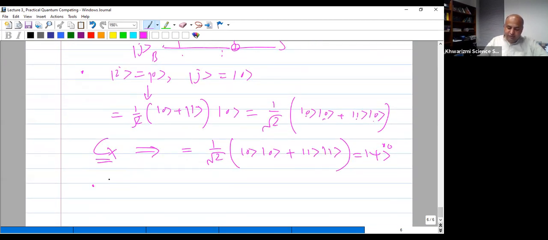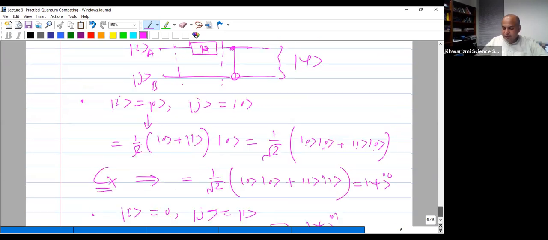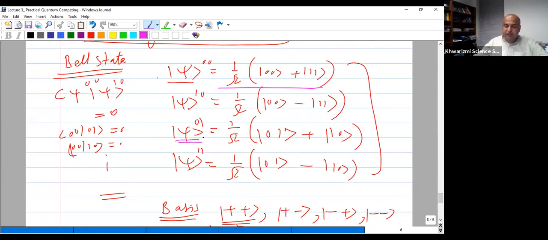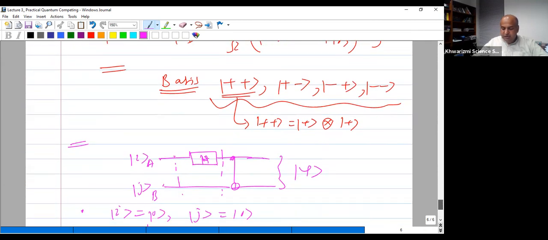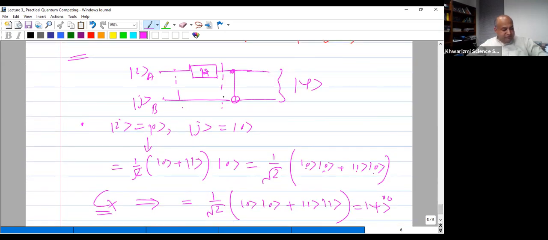Similarly, if you start with 0, 1, that the i is in 0 state and the j qubit is in 1 state, you will see that after passing through Hadamard and control X gate, the output would become the 0, 1 labeled Bell state. So this will be obtained after passing through that circuit and so on. So it means that this circuit can transform from the computational basis to the Bell basis, so to speak. Or on the other hand, you can say that this circuit can entangle different states.